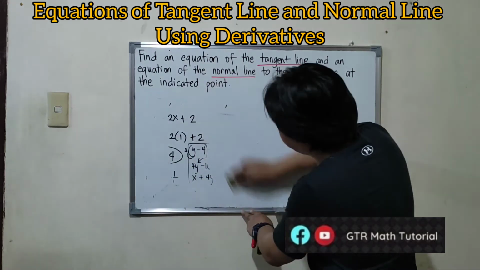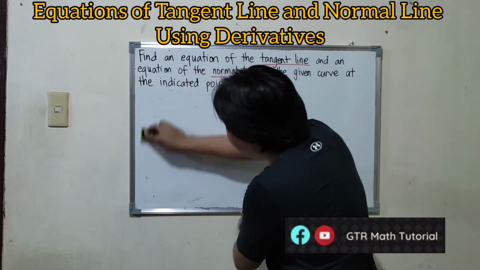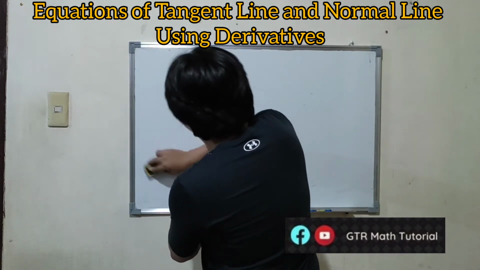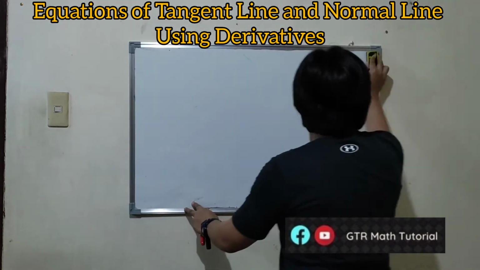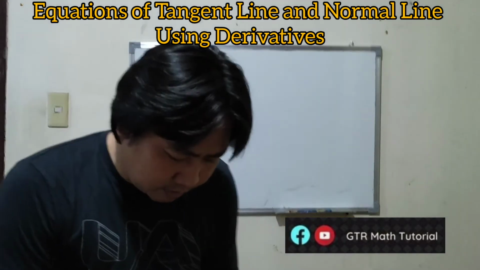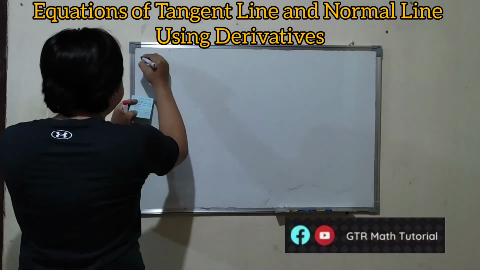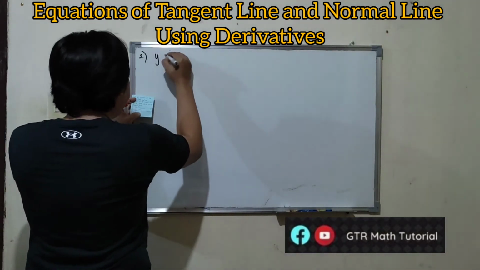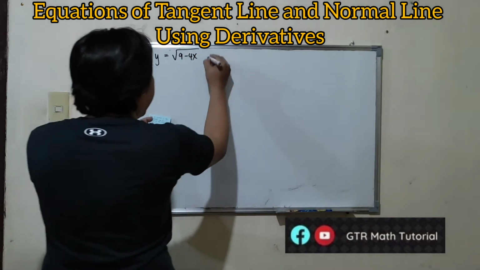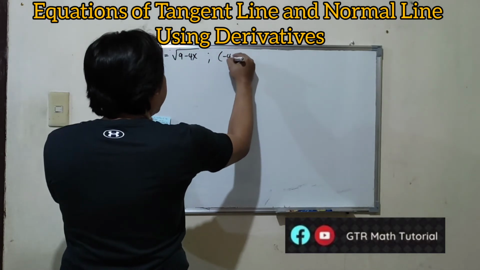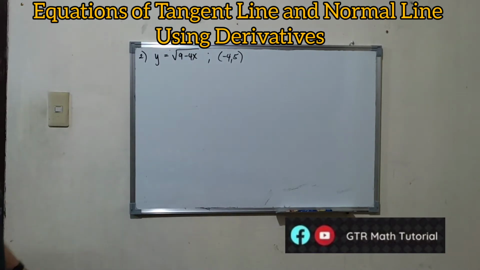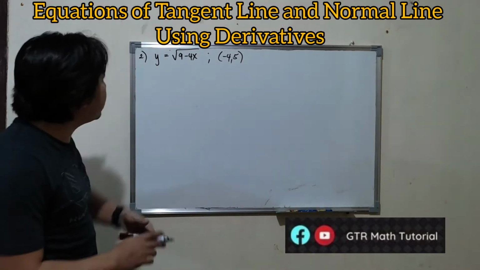So, same instruction. Find an equation of the normal line and tangent line. Okay, so what's the given for number 2? The given is y equals the square root of 9 minus 4x, and the point is negative 4, 5. So first find the derivative of the square root of 9 minus 4x.